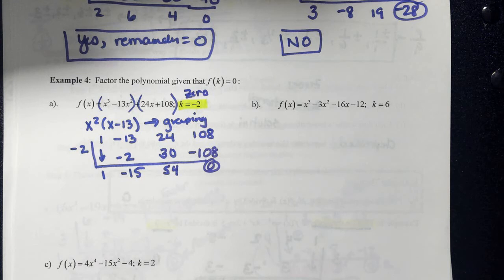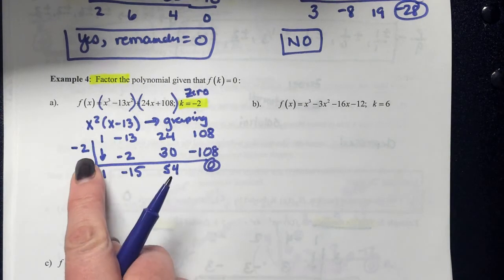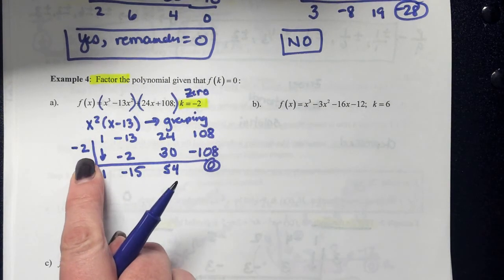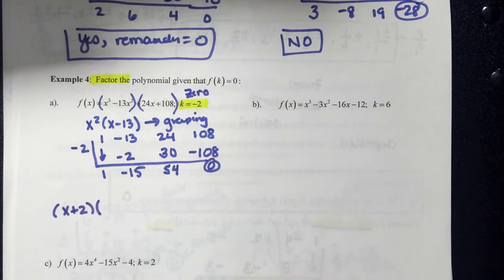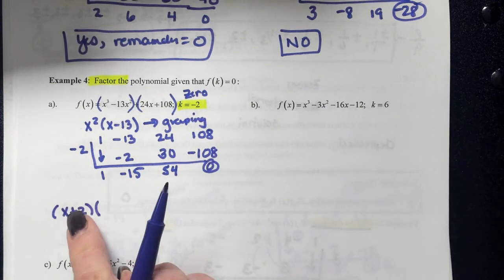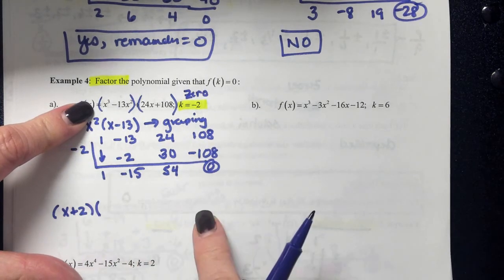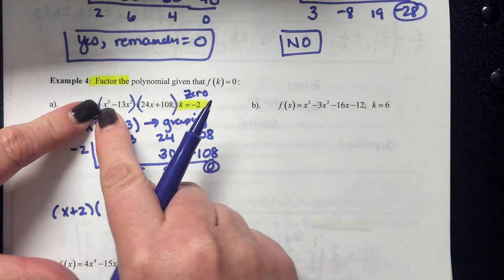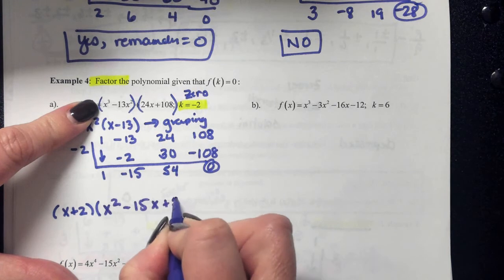So how does this help me? Remember, the directions just want me to factor. That's what I'm trying to do. So if -2 is my zero, what factor did -2 come from? -2 had to come from the factor of x plus 2. Remember, I've taken my x plus 2 and divided it out. So what I have here are the coefficients for the next polynomial. I need to drop this down a degree, so I'm going to have 1x squared minus 15x plus 54.